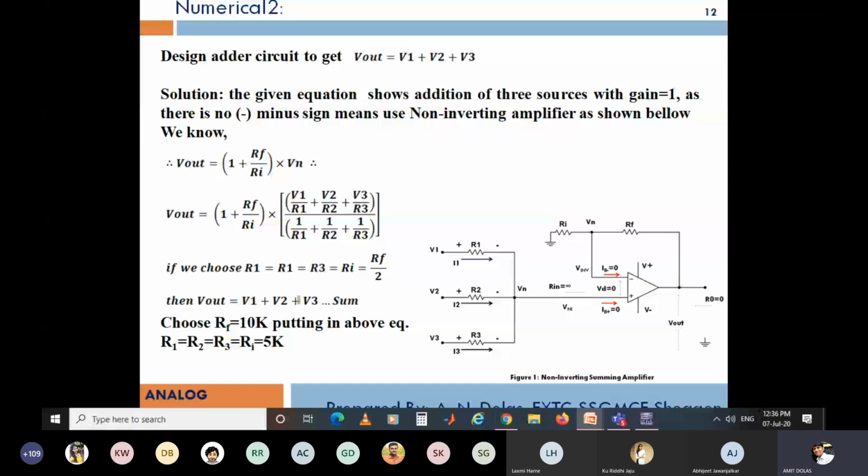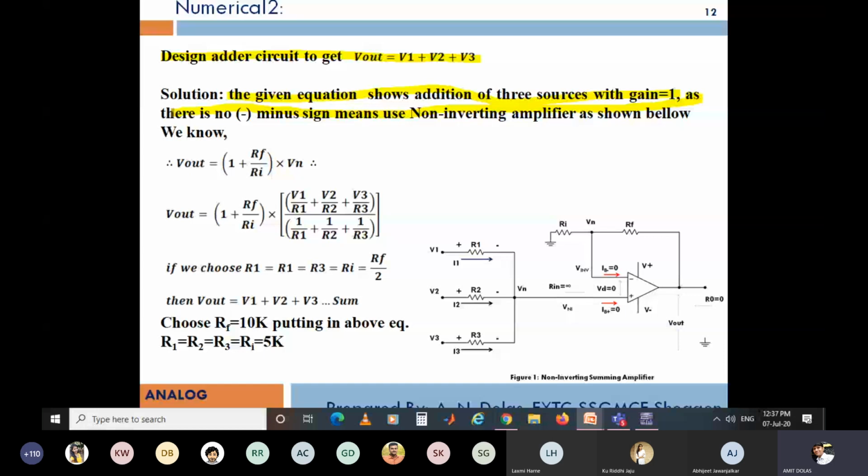So the solution: first check the given data. The given equation shows the addition of three sources with gain equal to 1. Of course, addition is there. The gain factor is also there, that is 1 plus Rf upon Ri, but it is equal to 1. That's why there is no effect of gain. It is simply addition. As there is no minus sign given in front of V1 plus V2 plus V3, of course it is a non-inverting configuration.